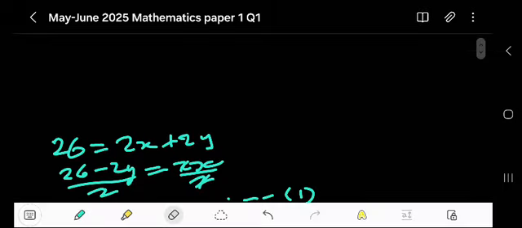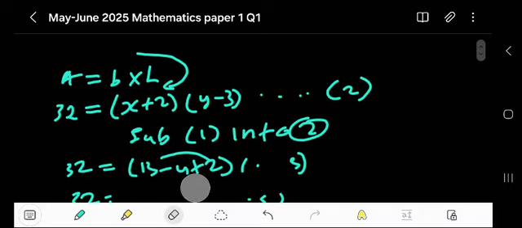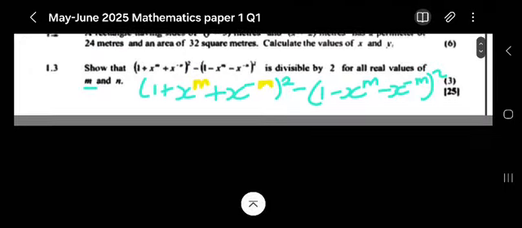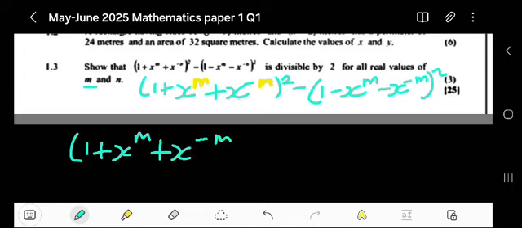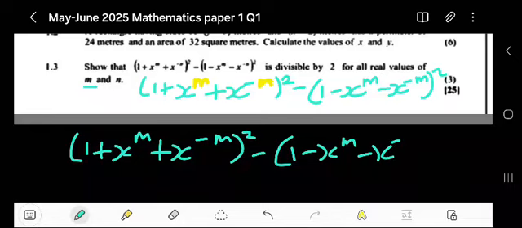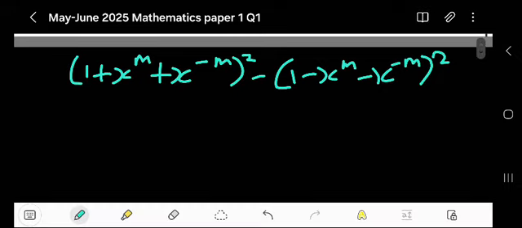I can quickly erase this. So it's fine, let us have that. When they say we should show this, here we have 1 plus x raised to the power of m plus x raised to the power of minus m, then you have the square there, minus 1 minus x raised to the power of m minus x raised to the power of minus m, squared. This for me is a difference of two squares. Is this format, guys, a difference of two squares?